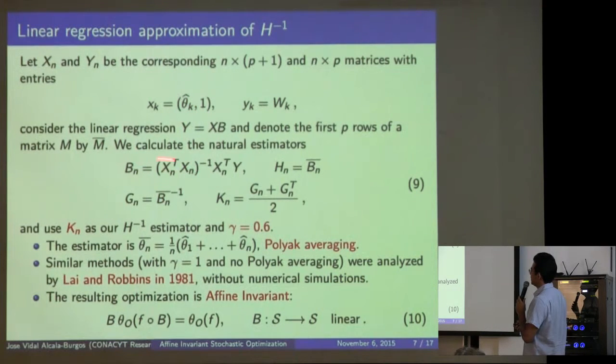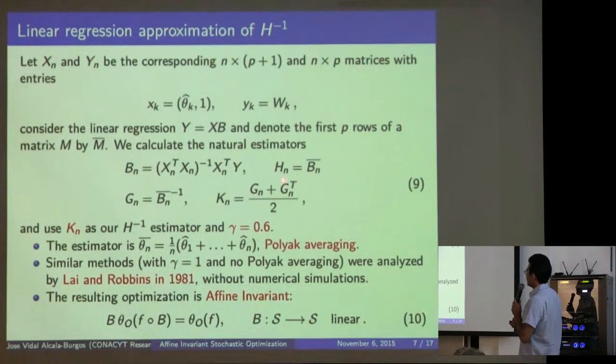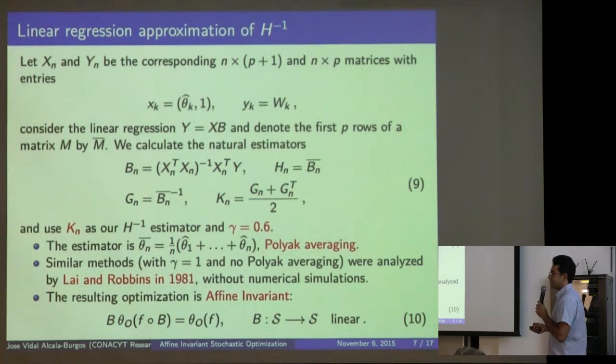So this matrix, the Bn, is not square anymore. So here we put a bar just to pick the first p rows of our matrix. So now this Hn is a p by p matrix. We take the inverse. So our G will be the estimate of the inverse of the Hessian. And we just symmetrize at the end. We take the symmetric part of this.